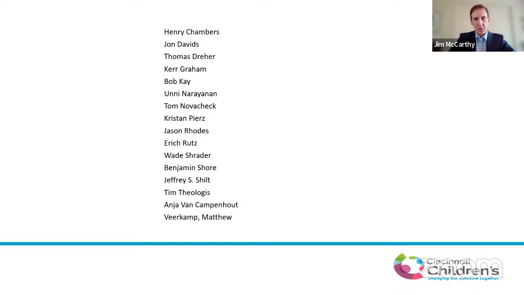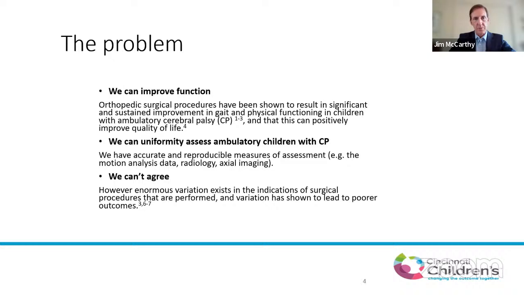I would, before we start, like to thank all the experts that I invited to be part of this. They're listed here from around the world. I'm sure you know many of those names. But really the problem that I identified clinically was that, one, we know we can improve function if we do surgery well, especially with ambulatory children with cerebral palsy, and that the functional benefits are identified, relatively clear, and maintained over time. And there's now pretty good evidence for that. We also have a really good way to assess ambulatory conditions in a uniform fashion, especially if you have access to motion analysis or some form of capture. But what we can't agree upon is actually what to do with that data.